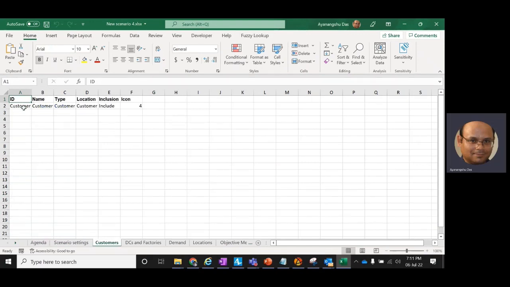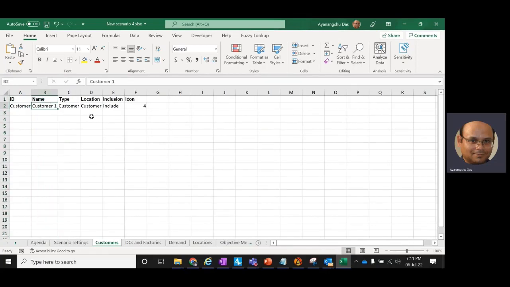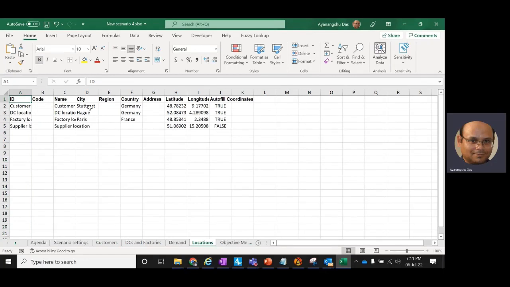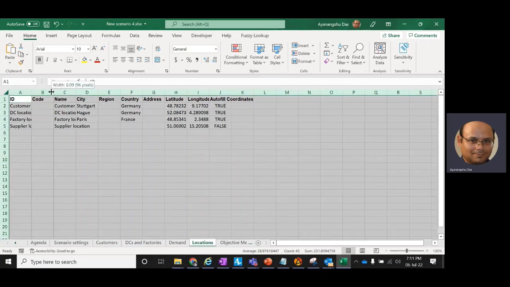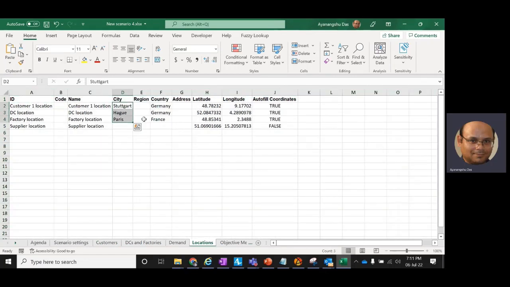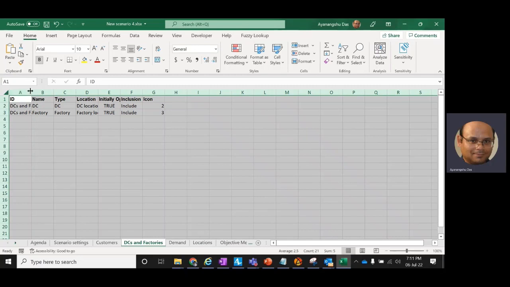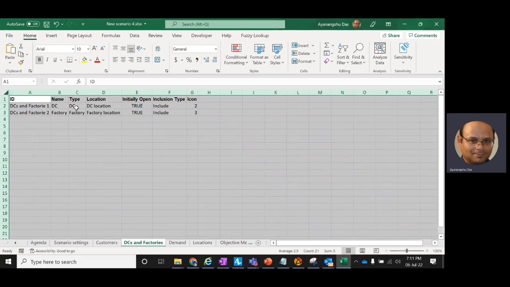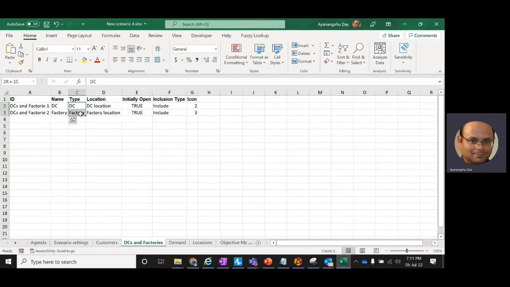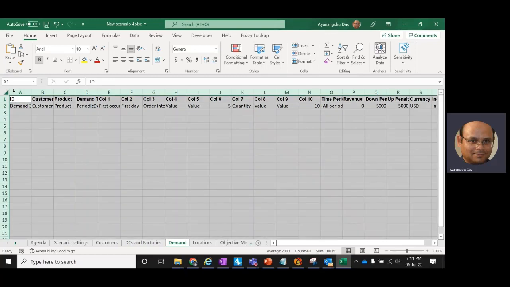So this is the customer tab where all the customers will be listed. The name of the customer we had was customer 1, and then the customer 1 locations. So all the location master will be here with the country name, the city name, and then the latitude, longitude information. The DCs and factories similarly will be in the DCs and factories tab with the DC names and their type, whether it is a DC or factory, and the location master attribute. The demand would be in the demand tab.